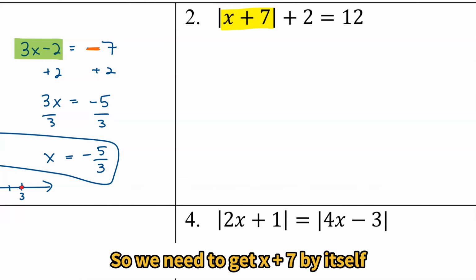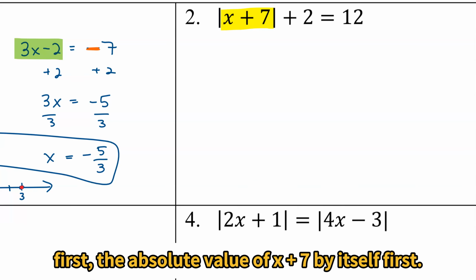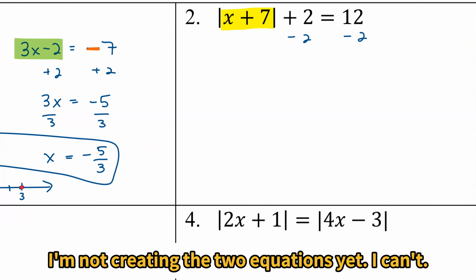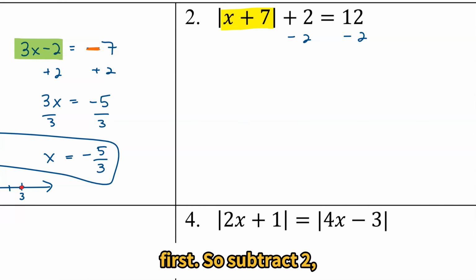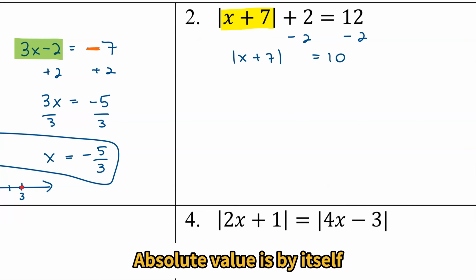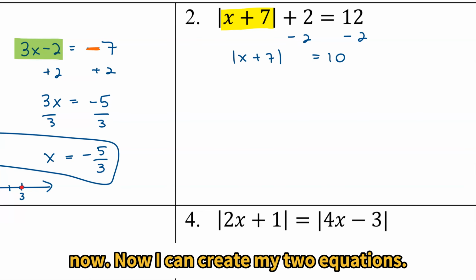So we need to get the absolute value of x plus 7 by itself first. So let's subtract 2. Notice I'm not creating the two equations yet. I can't. I've got to get the absolute value by itself first. So subtract 2, and we get absolute value x plus 7 equals 10. Absolute value is by itself now. Now I can create my two equations.